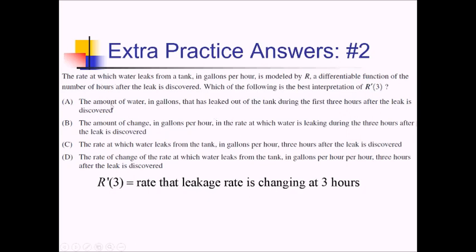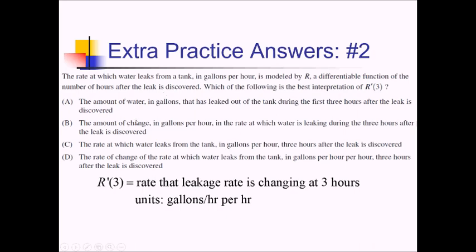Choice A, the amount of water in gallons that has leaked out. No, that's not it. In fact, let's talk a little bit more about units. If R prime of 3 is the rate of change of the rate of leaking, well, the rate of leaking is gallons per hour. So the rate that's changing is going to be gallons per hour per hour, so gallons per hour squared. So choice A is wrong just all the way around.